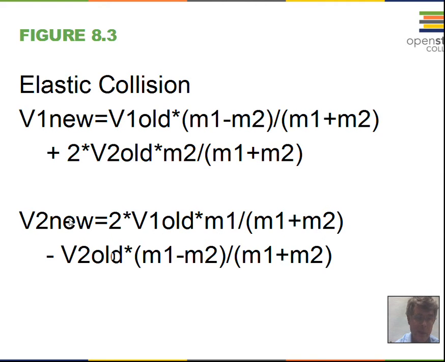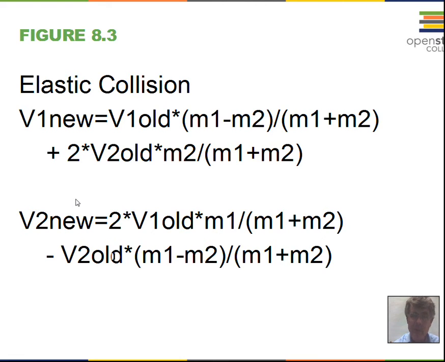The second object, its new velocity, so this is v sub 2, the new velocity after the collision, 2 times the original velocity of object 1, times mass 1, minus, notice there's a minus sign in this formula, it's plus for the second term for v1, but minus the original velocity of object 2 times the difference of the two masses divided by the sum of the two masses. So we'll do some problems in the course I teach with this, but I'd ask you a question.